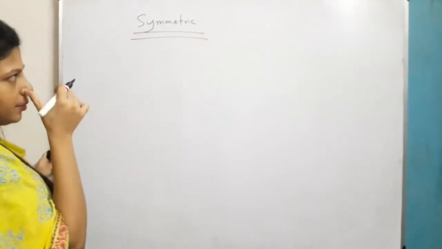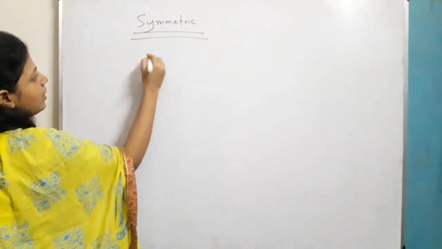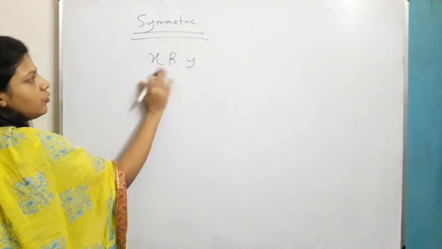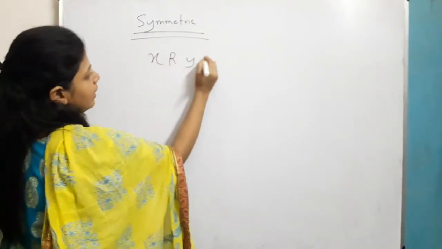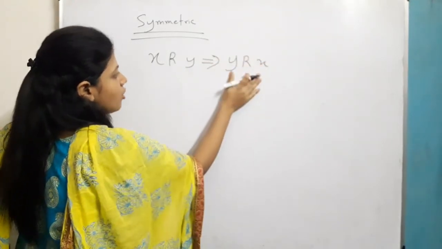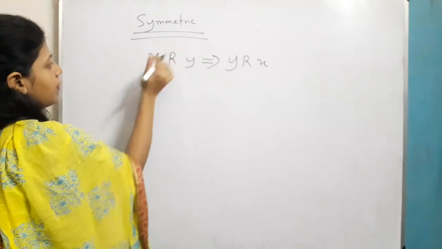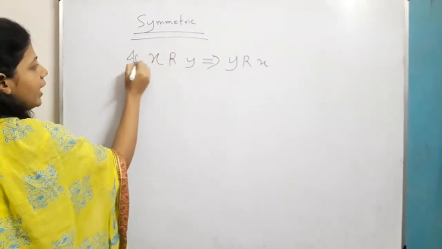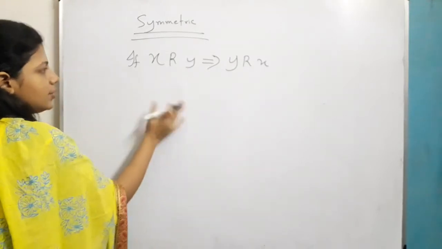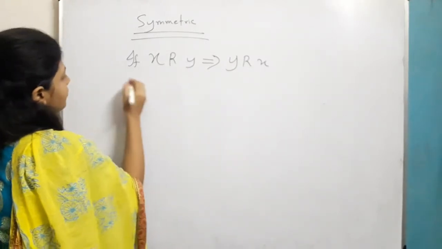Now what is that? If two elements are there, x and y, and they are connected with some relation, then if x R y implies y R x also, it is called symmetric relation. If x R y implies y R x. Suppose if I will take one example here.